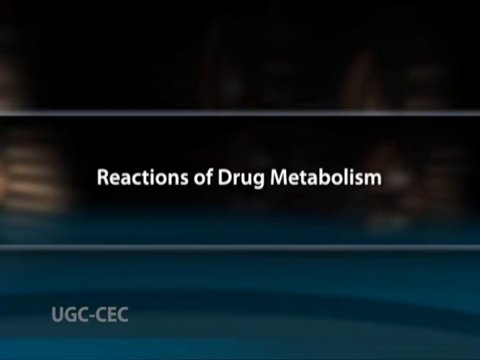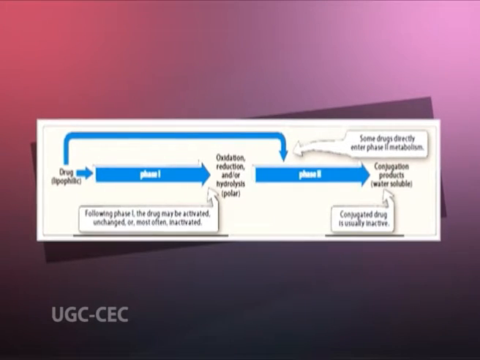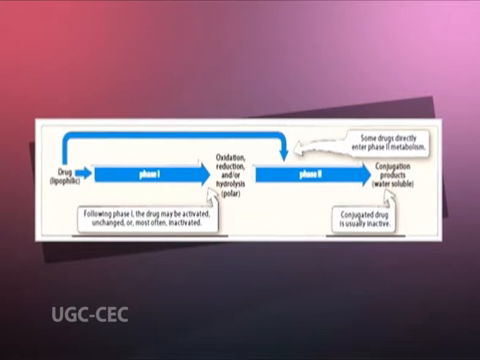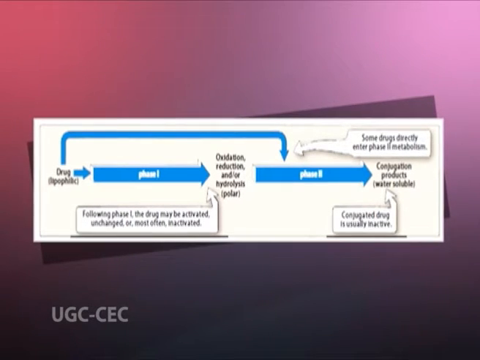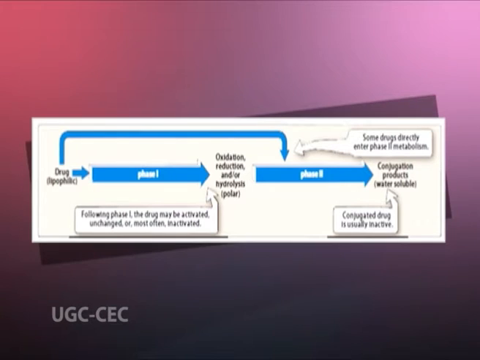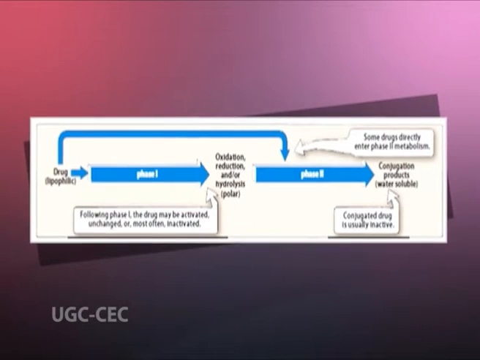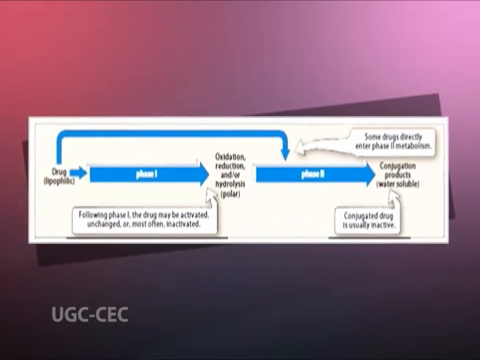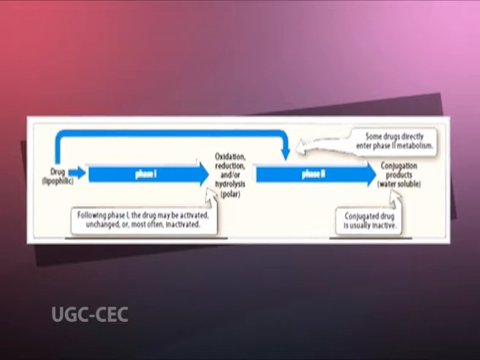Reactions of drug metabolism. The kidney cannot efficiently eliminate lipophilic drugs that readily cross cell membranes and are reabsorbed in the distal convoluted tubules. Therefore, lipid soluble agents are first metabolized into more polar or hydrophilic substances in the liver through two general sets of reactions called phase 1 and phase 2. This can be seen in figure 8.